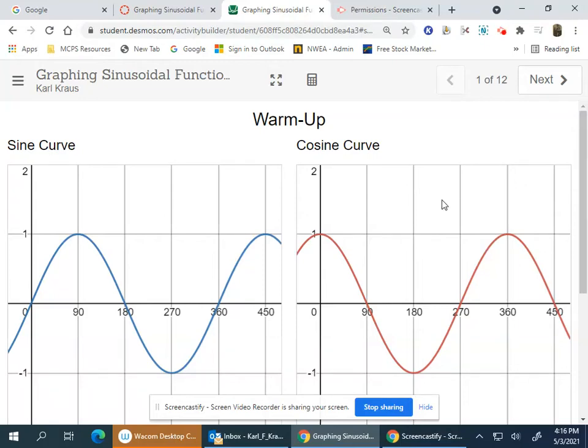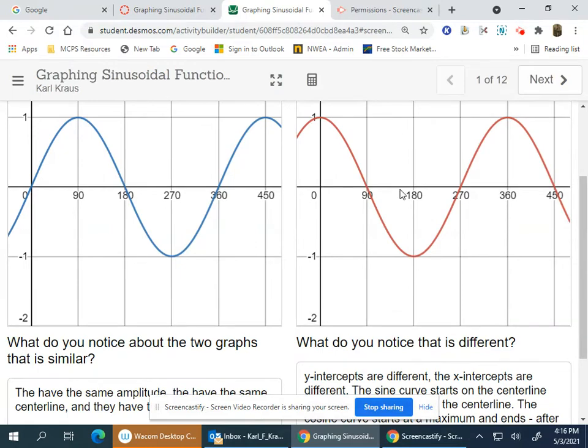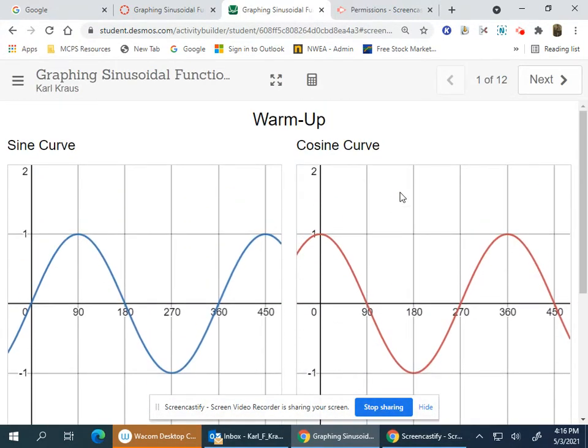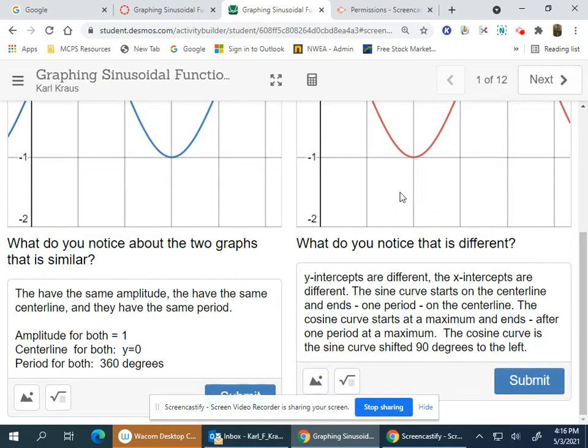This is a video of graphing sinusoidal functions. The first slide here is a warm-up slide. What do you notice about the two graphs, sine and cosine curve?